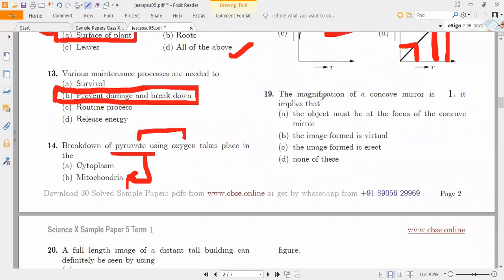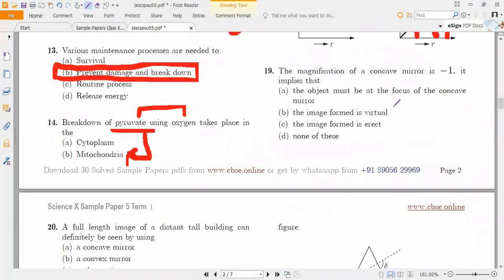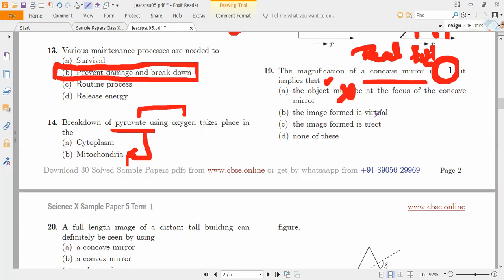The magnification of a concave mirror is -1. So concave mirror, -1. Remember, is the image real or virtual? Real image. Where is the object placed? Anybody can say, between F and 2F. So it implies the object must be at the focus. Sir, -1 means at 2F.